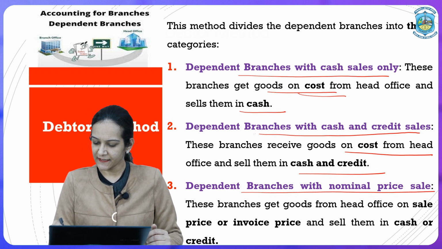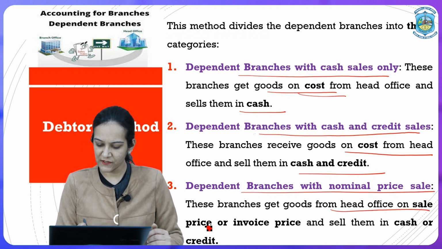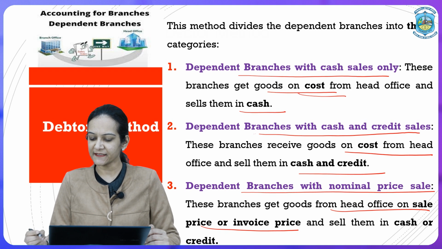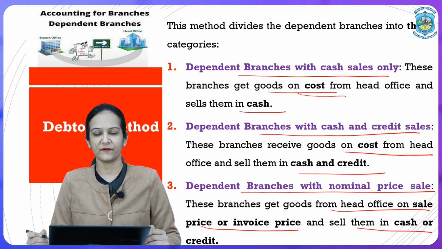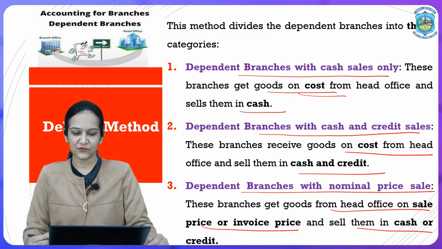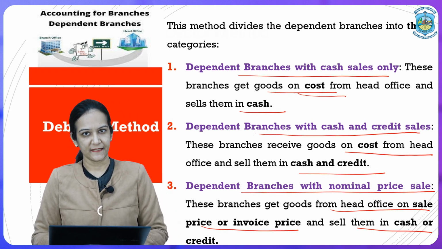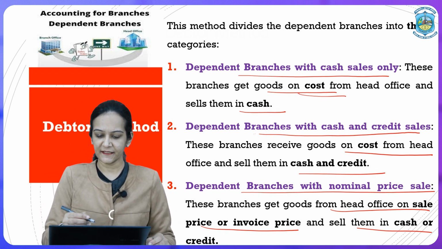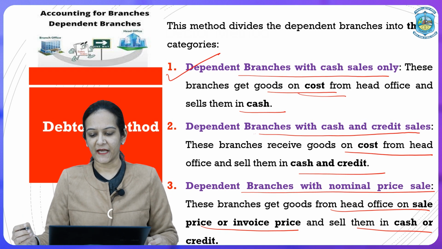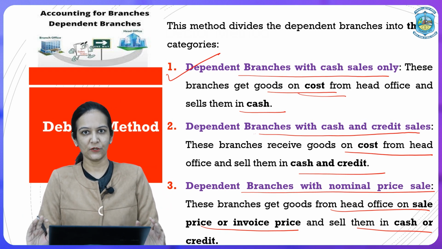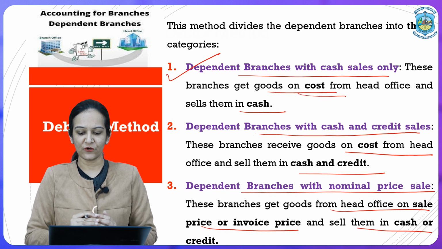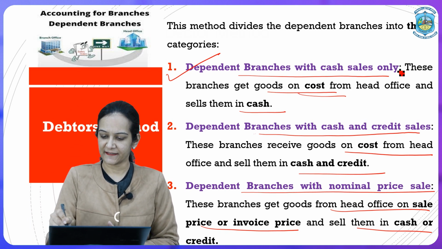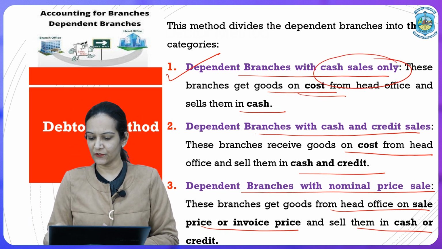These branches get goods from the head office on sales price or invoice price and further sell them to the customers on cash as well as credit basis. Now today we are going to understand, under the debtors method, the first category, that is when the dependent branches are making cash sale only. How to make the branch account in the books of the head office in the first category, that is on the basis of cash sale only.